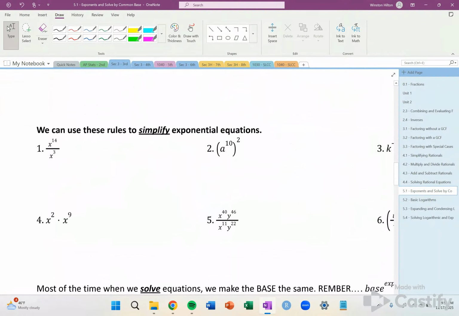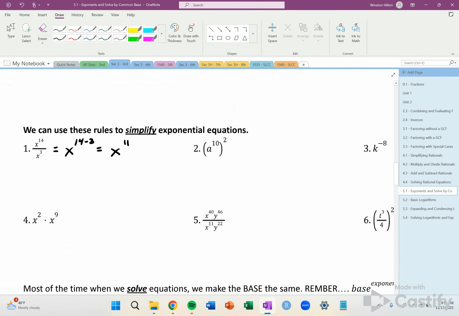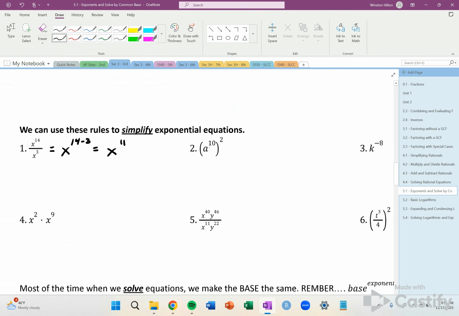So number 1, we have division of exponents with the same base, so we can subtract those powers. 14 minus 3, we end up with x to the power of 11. All right. Number 2, we have an exponent raised to a power, so we can multiply those powers, and we get a to the power of 20.